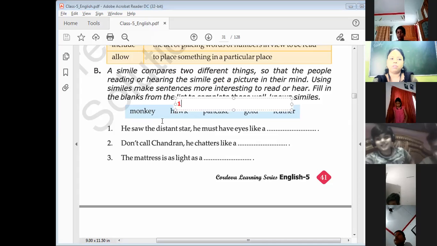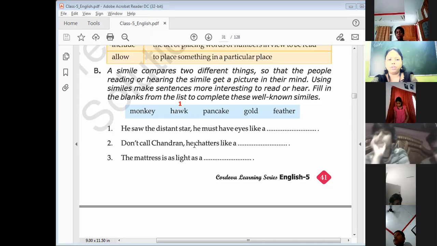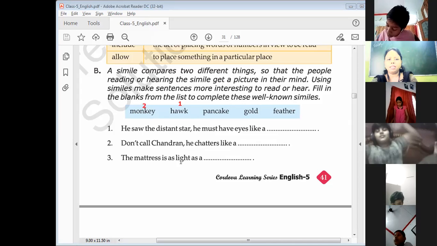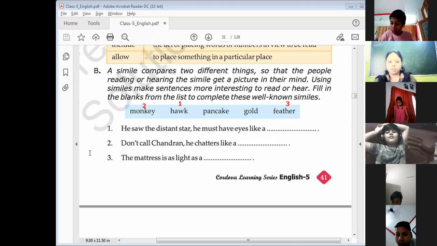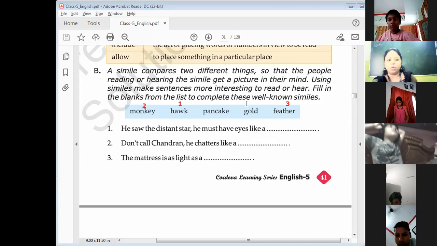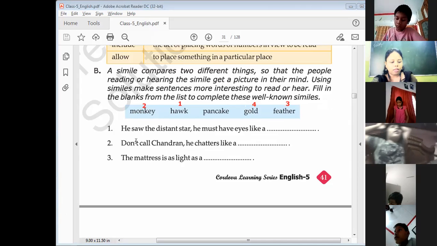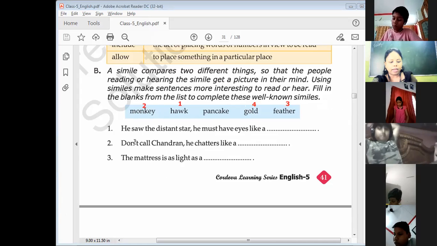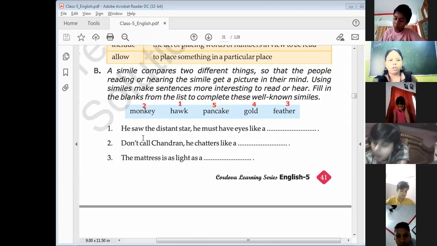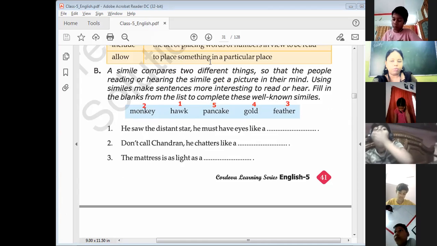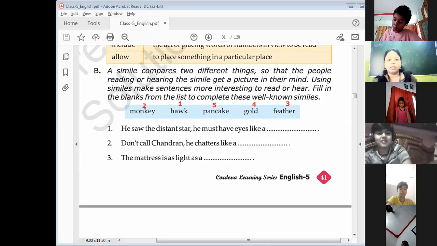Number 1 is hawk. He chatters like a monkey. The mattress is as light as a feather. My dog obeys well and is as good as a bull. The back tire of the car is as flat as a pancake. Number 5. I hope you have all written these numbers. Move to the next exercise.